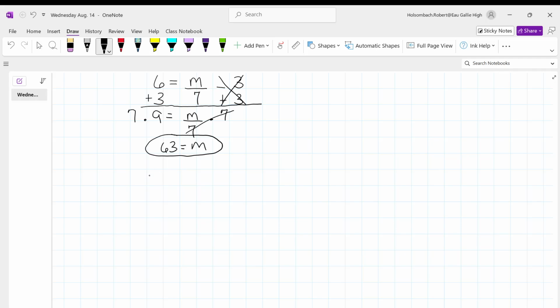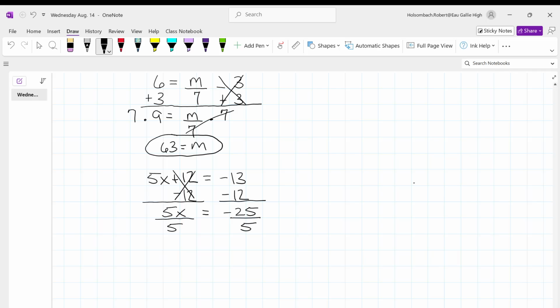We've got 5x + 12 = -13. So we will subtract 12 from each side. 5x falls down. The positive 12 and negative 12 cancel out. And negative 13 minus 12 is negative 25. And then we divide both sides by 5. These 5's cancel, and x is equal to negative 5. All right, I've got 3 more examples to show you.